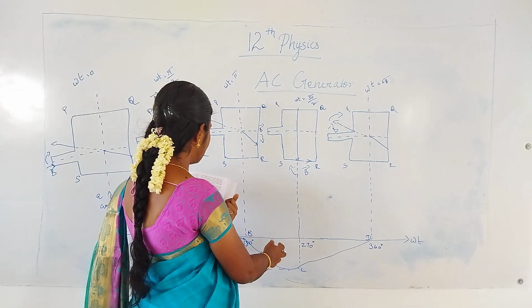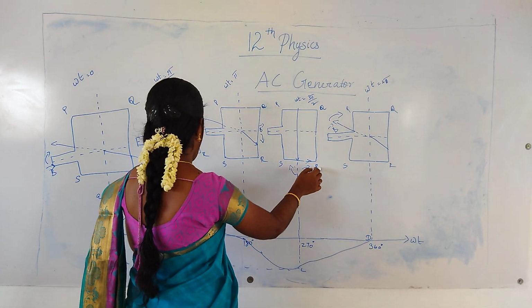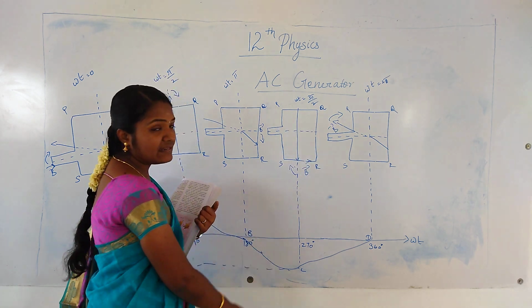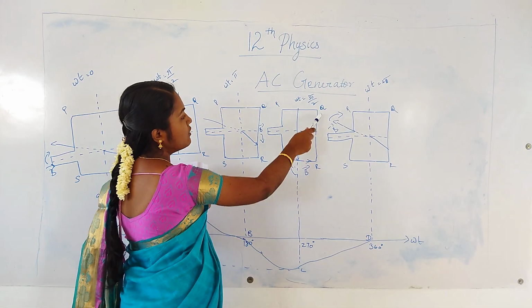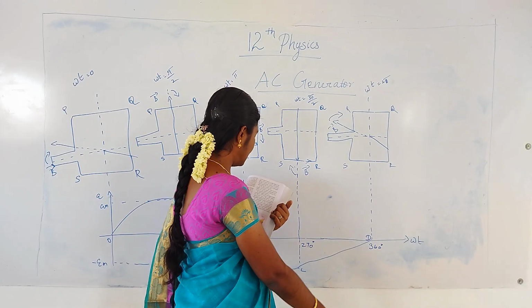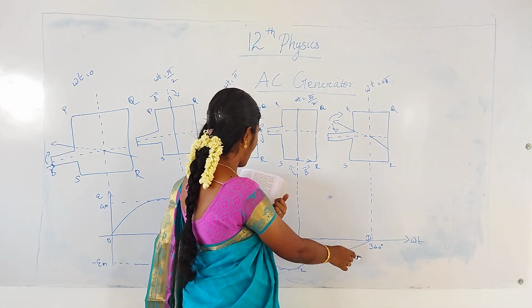Because of the reversed direction, the current flows through SR or QP. Then on completion of 360 degrees, the induced EMF is again 0, and this is represented at the point B.